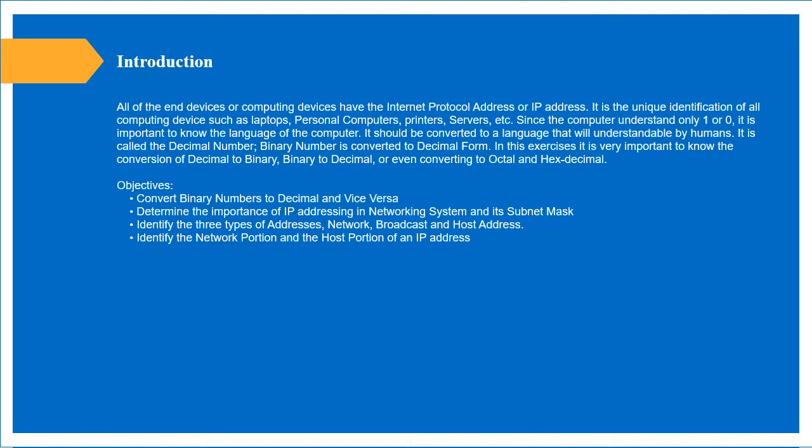Objectives. We are going to convert binary numbers to decimal and vice versa. We are going to determine the importance of IP address in a network system and its subnet mask. We are going to identify the three types of addresses: the network, broadcast, and the host address. And lastly, we are going to identify the network portion and the host portion of the IP address.